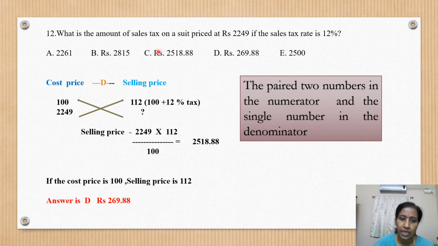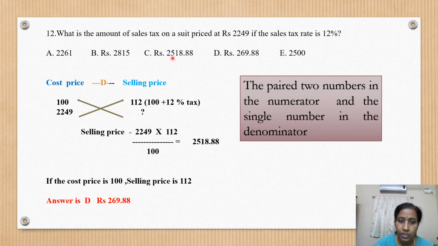What is the amount of sales tax on a suit priced rupees 2249 if the sales tax rate is 12%? So cost price 100, selling price 112. Why 112? 100 plus 12% tax. So if the cost price is 2249, what is the selling price? So I use the same technique and I get 2518.88.